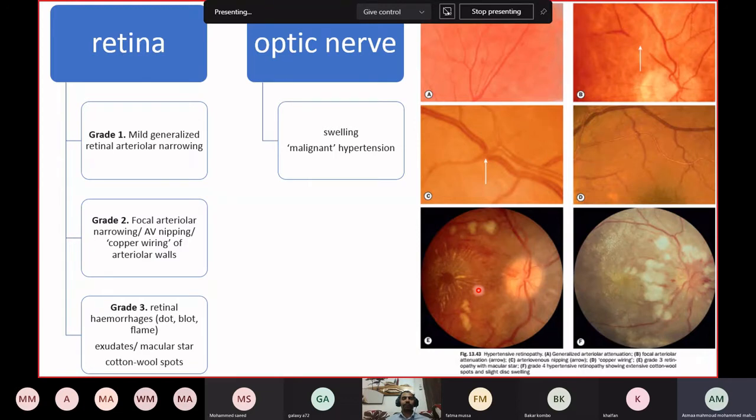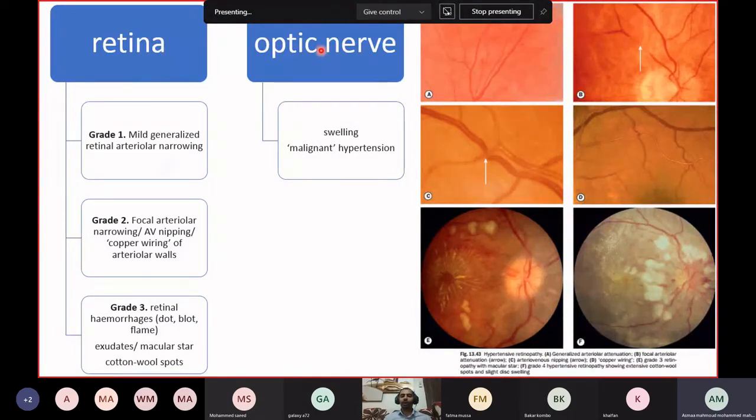There's what we call the Henle fiber layer. The Henle fiber layer has a radial distribution. So the exudates will be organized within this Henle fiber layer and will take this macular star configuration. Okay, so this is grade 3 hypertensive retinopathy.